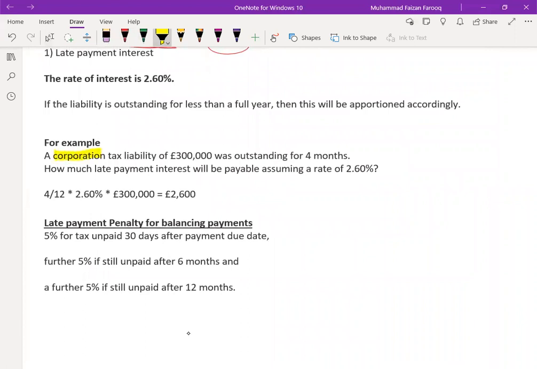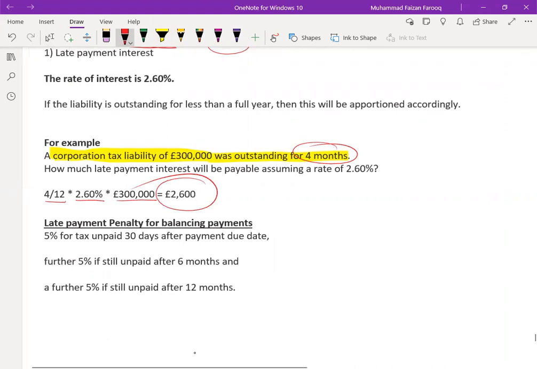A corporation, see, it's the same corporation. We discussed individuals, now we are doing the solution for a corporation because both are the same. 4 months outstanding. Okay. How much is the tax liability? 300,000. Interest rate is what? 2.6%. How many months delay? 4 months. The interest rate percentage is for the year. So 4 months interest will be 2,600 payable to government. Simple.